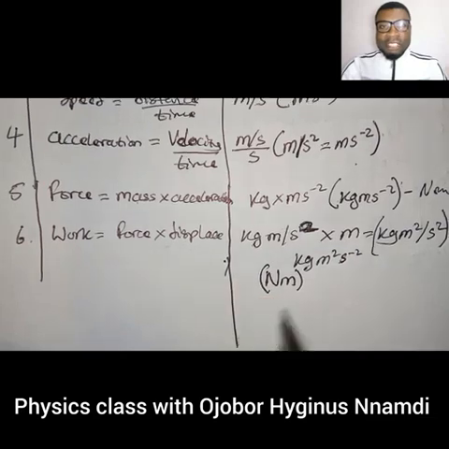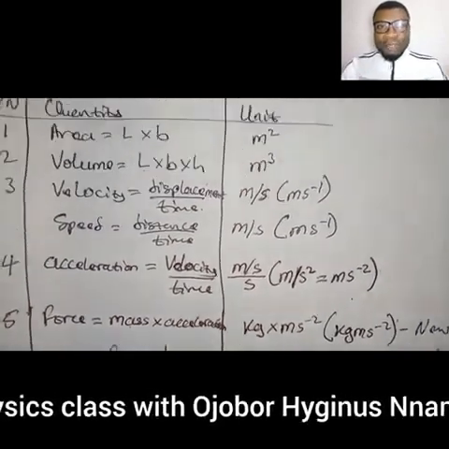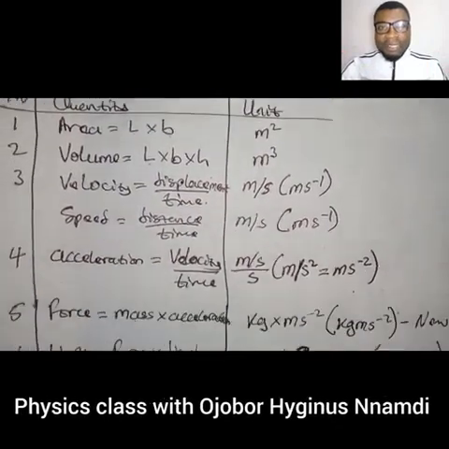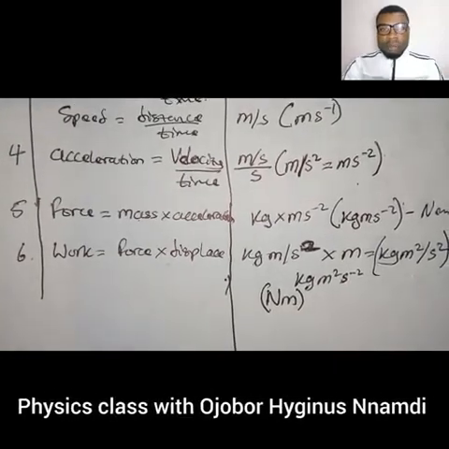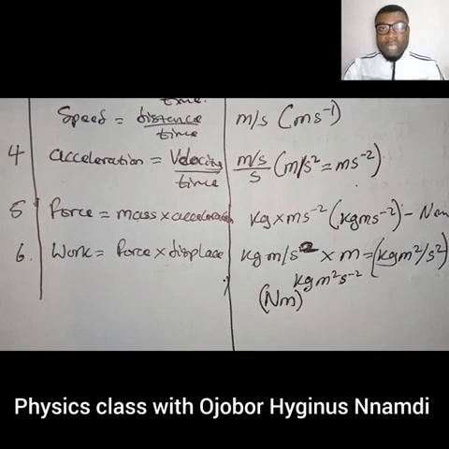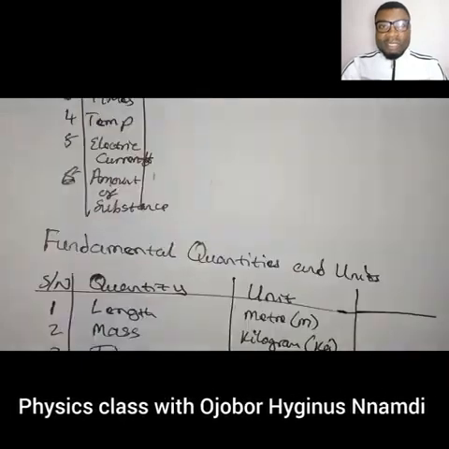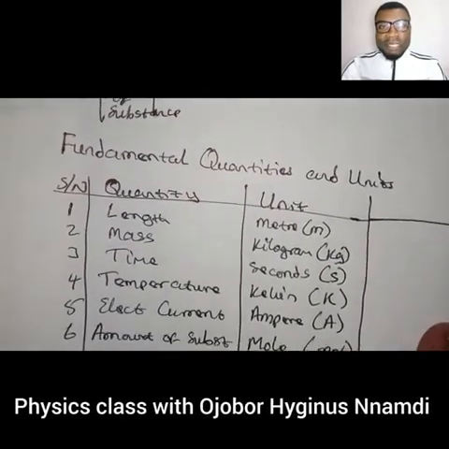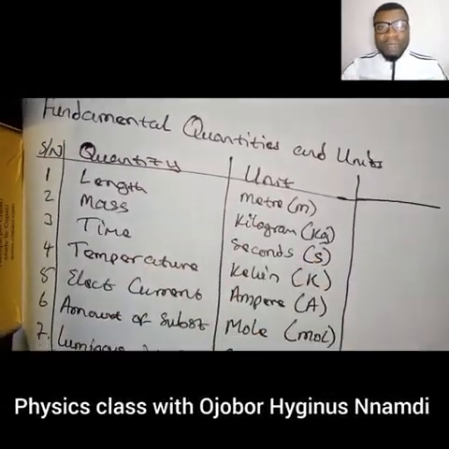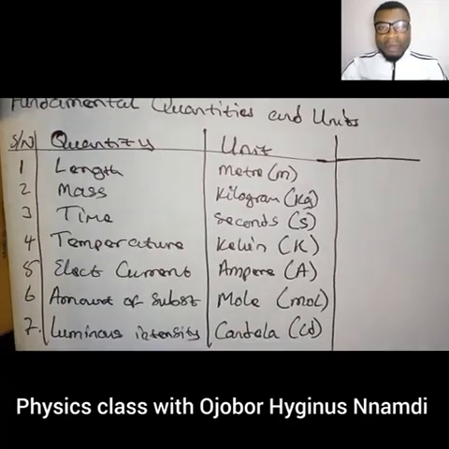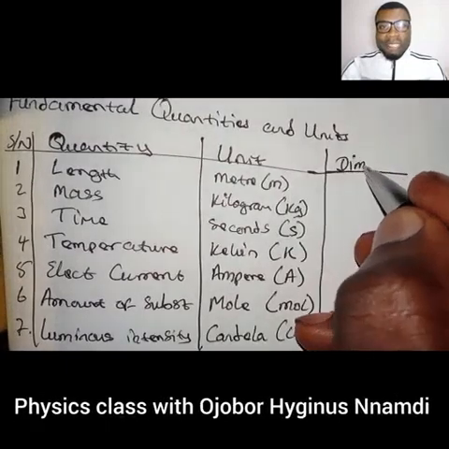So this is what we have as derived quantities and units. These are basic derived quantities and units, but that is not all. We have not exhausted the list, and we can go on and on. We will not be able to exhaust it. So having known these fundamental quantities and derived quantities with their units, we are going to look at another thing that has to do with units and quantities, which we call dimension.